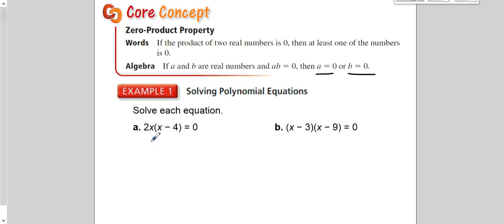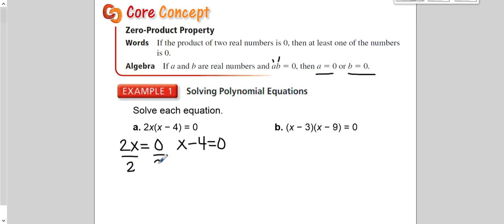Example 1, solve each equation. We have stuff times stuff equals 0. The only way that can be true is for one of those factors to be 0. We're going to find two answers. 2x would equal 0, or x minus 4 equals 0. So A equals 0 or B equals 0. We have to write them both out. Stuff times stuff equals 0, so one of them has to be 0.